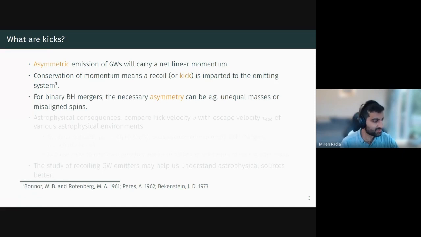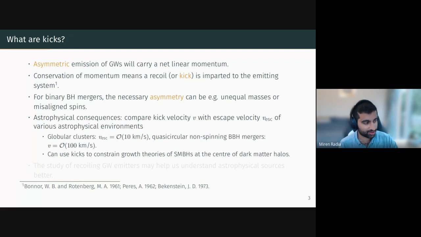In the case of black hole binaries, the necessary asymmetry can be generated, for example, by unequal masses or misaligned spins. And in this particular work, we considered unequal masses. But the asymmetry is important. An equal mass non-spinning black hole binary will not emit a net linear momentum by symmetry, so there will be no kick unless there's something wrong with your code. So, why do we care about kicks?